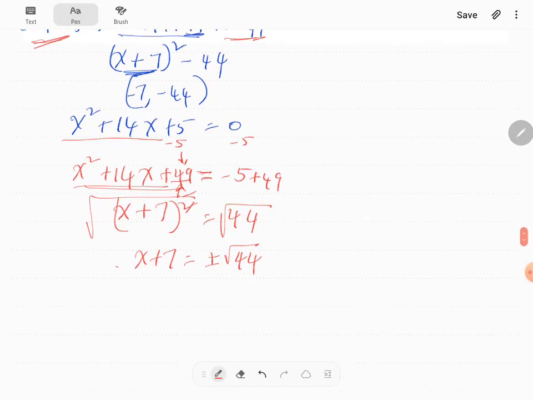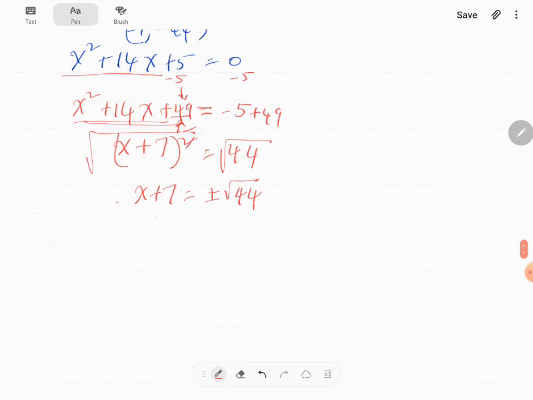because whenever we apply square root, we have to do plus or minus because there are two intercepts. And now subtract the 7 on both sides. X is equal to negative 7 plus or minus square root of 44. That's it. That's how you do it.